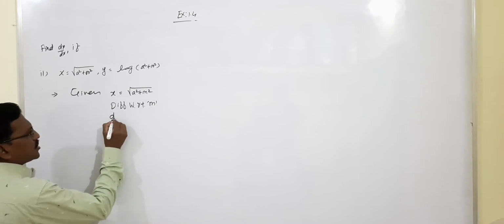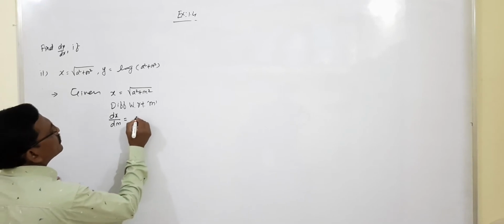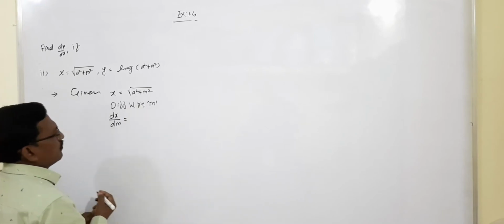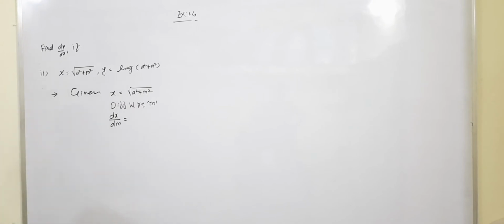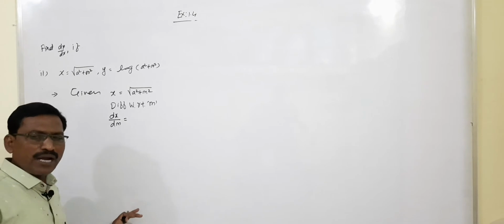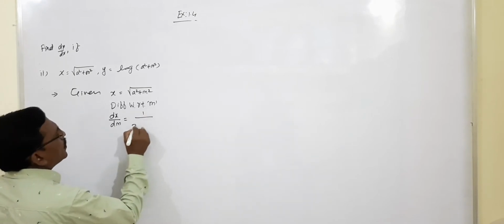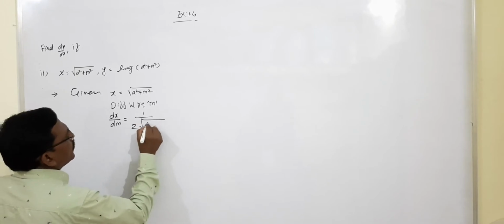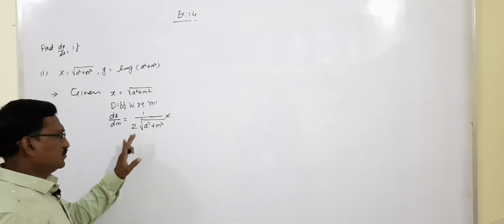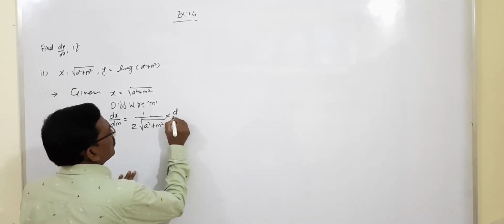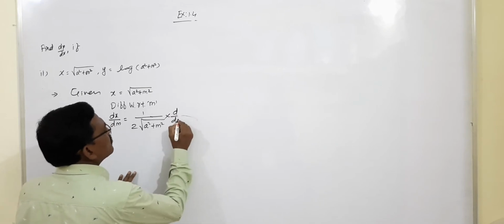So the derivative of x with respect to m is dx by dm, and first the derivative of this root of a square plus m square. It is like the derivative of root x is 1 by 2 root x. So 1 by 2 into root of a square plus m square, and by chain rule we take the derivative of this a square plus m square with respect to m.